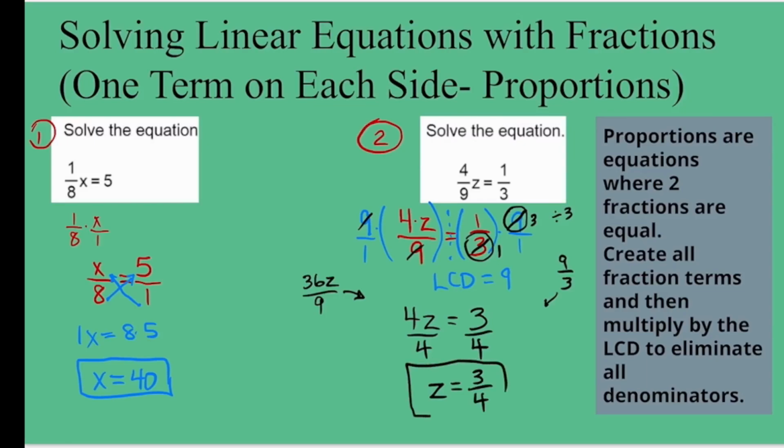So when you cross multiply, you are essentially eliminating denominators. Multiplying by the LCD, this strategy is going to be very helpful as the math gets more complicated.